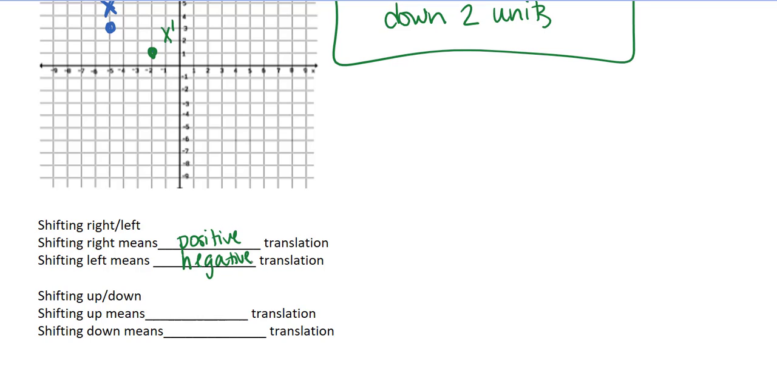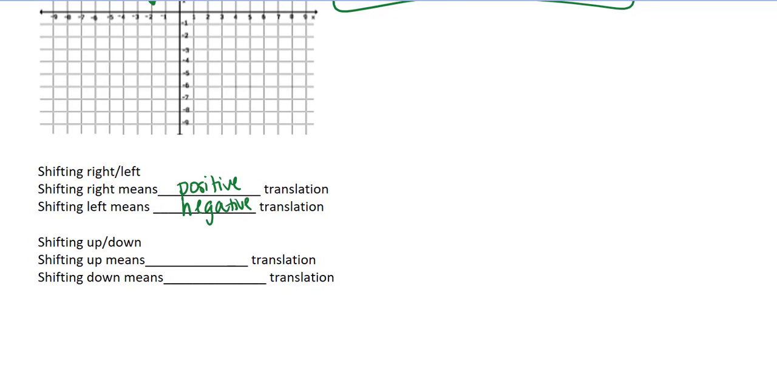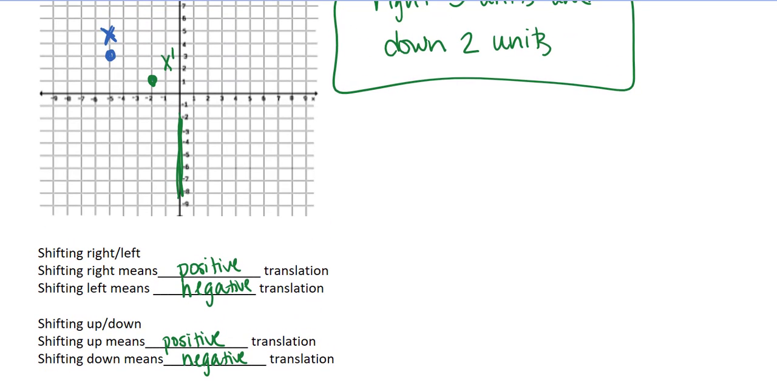Now let's talk about the y coordinate. Shifting up or down has to do with going up or down on the y-axis. So shifting up means positive, and shifting down means a negative translation. That will make a little bit more sense in the next video, but you can kind of see how that works. To go from this x, then down, we went from 3 to 1, so that's negative. We're going down.